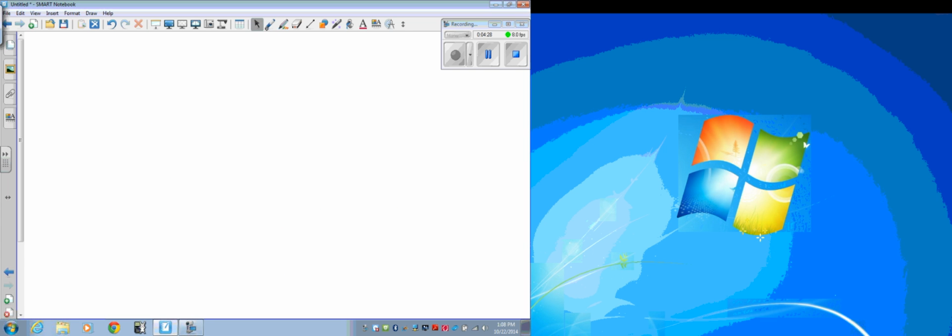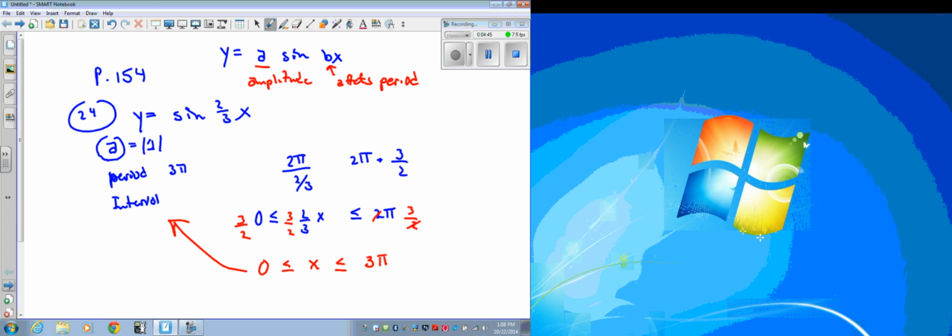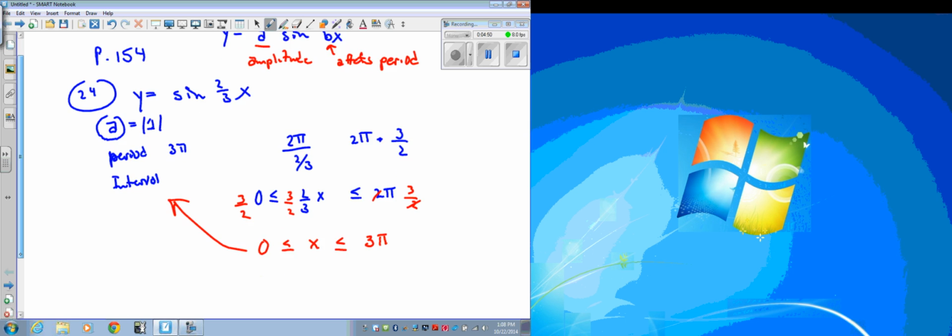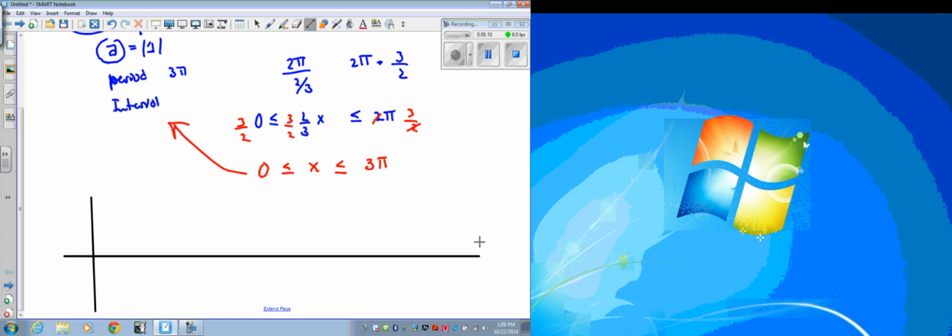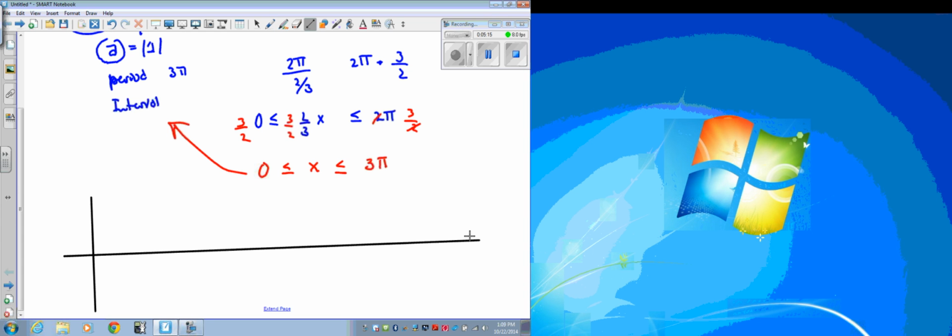So look at 30. Yeah, if I were going to do that, you'd either go from minus 3 pi to plus 3 pi, or else you'd go 0 to 6 pi. So I guess I should do that. And I'm going to go 0 to 6 pi, because I want it to go up a little bit. I'm going to call this 3 pi, and then 6 pi.